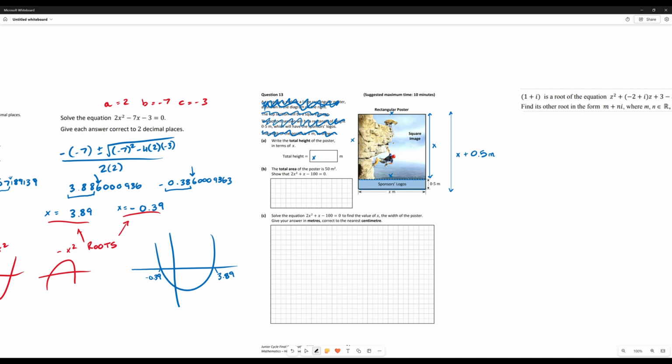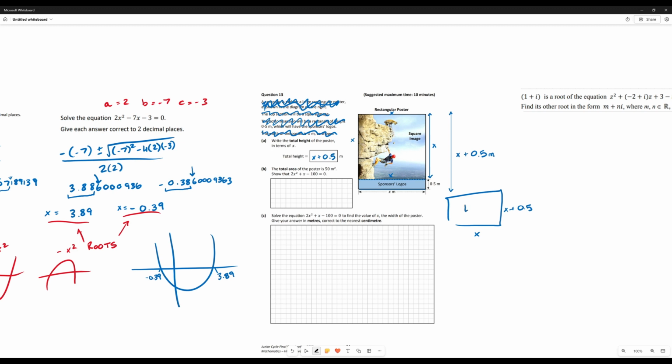So I guess they probably wanted this in here actually. But the total area of the poster is 50 meters squared. Show that, and so on, right? Now, that one can be very tricky for people to comprehend what you have to do. But how do you find the area of a rectangle? You do length by width. We know the width is X, and we know the length, or height, is X plus 0.5. So it's like a rectangle like this, where this is X and this is X plus 0.5. I know I didn't draw it in proportion.